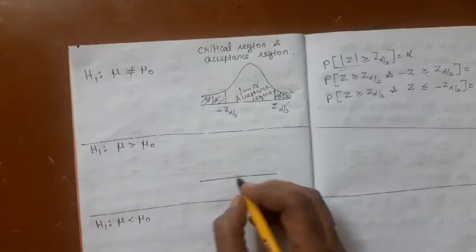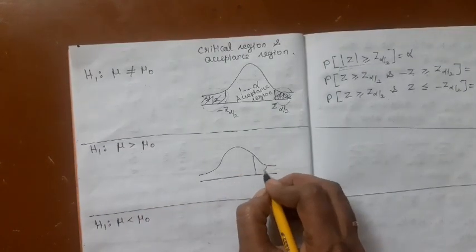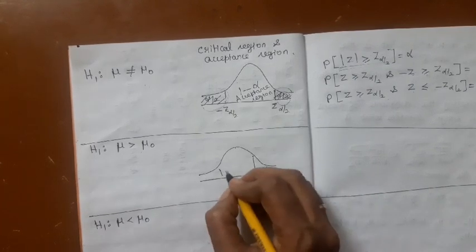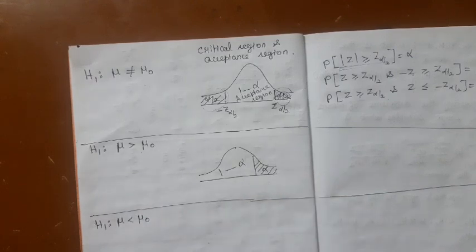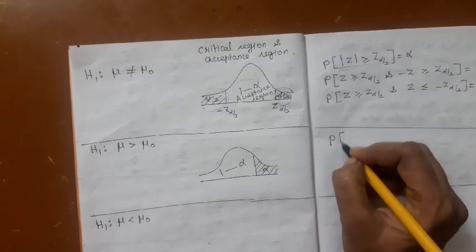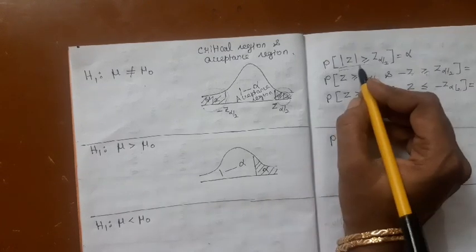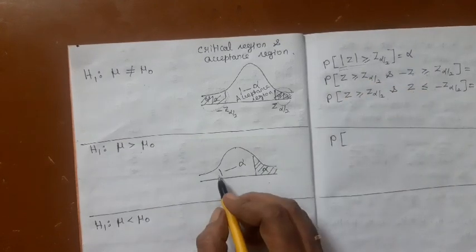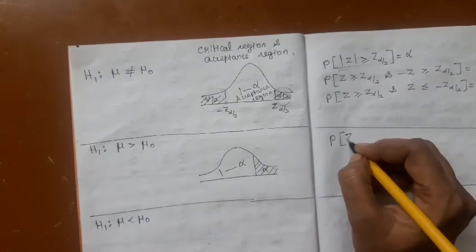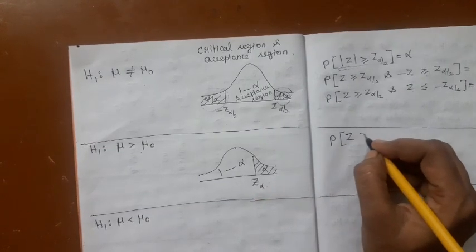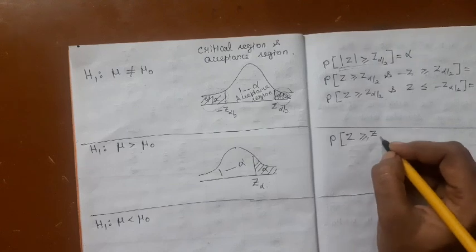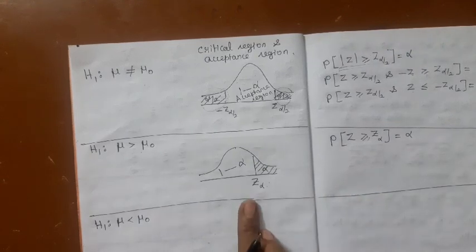Yours is a right-tailed test now. In the right-tailed test, the entire alpha will be here and this is 1 minus alpha. The critical region, that is the rejection region, will be in the right tail. How will you express it? Probability of, you need not have modulus of z now because you don't have any critical region in the left tail. So how will you call this value? This is z alpha. Probability of z greater than or equal to z alpha is alpha. This is how you define the critical region for a right tail test.